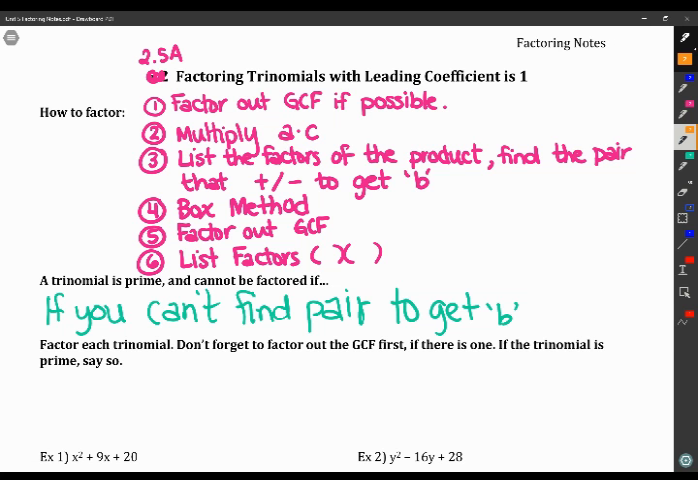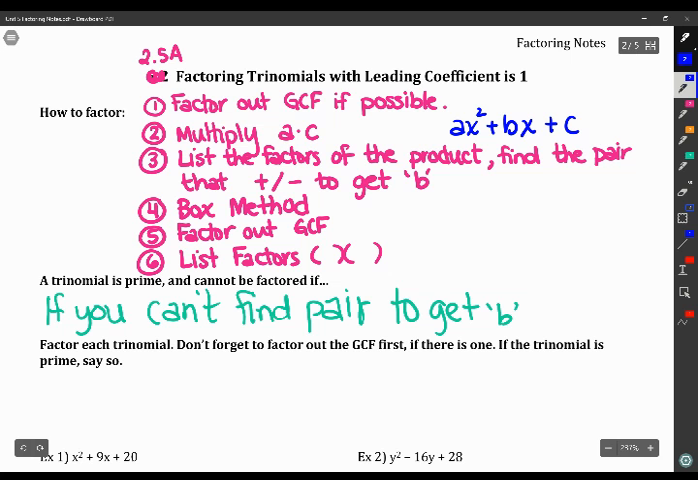We're always going to factor out a greatest common factor if possible. If not, we jump to step 2. So we'll multiply a times c. Remember that the general form of a trinomial would be ax squared plus bx plus c. So when I'm talking about multiplying a times c, I mean we're multiplying the number that's in the front times the number in the back. So a times c gives us a number.